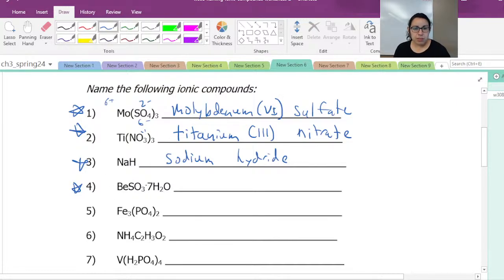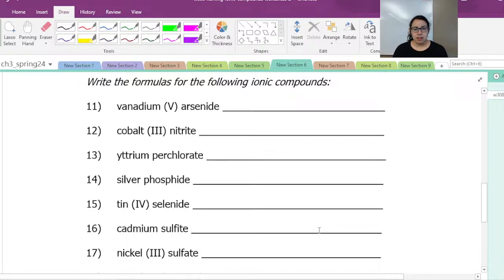And then, what about the last one? Yeah. Beryllium sulfite, and then you said heptahydrate, right? That looks good. Any questions on that one? All right, excellent. So let's try the reverse now. And probably do 4 again. So now see if you can write the formulas, or we'll just do the first 4 there.